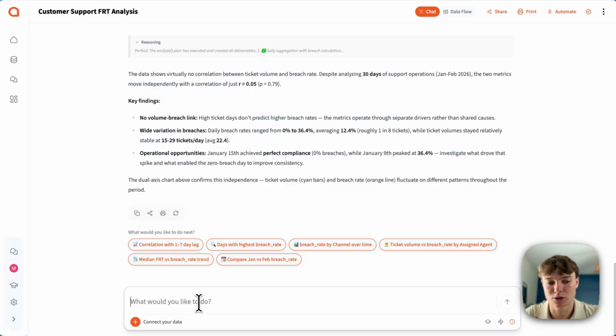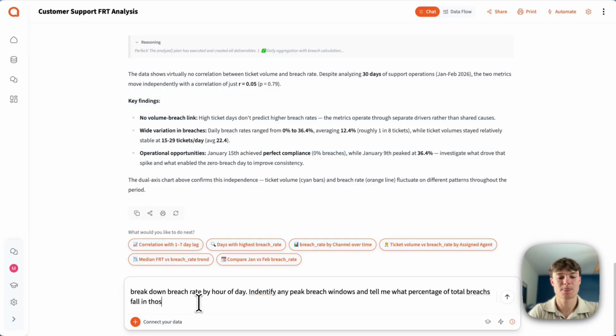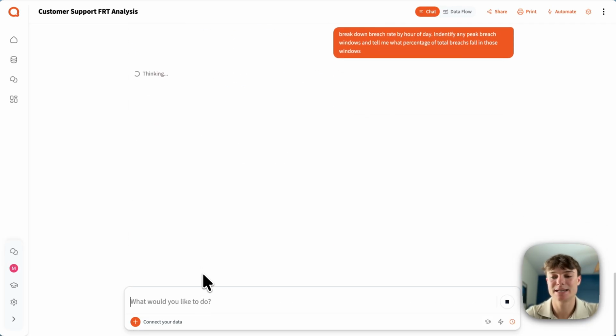So let's look more into the breaches since there's no real correlation there. Let's say, break down breach rate by hour of day. Identify any peak breach windows and tell me what percentage of total breaches fall in those windows. Just so we can get a better view of what's really going on with our breaches and if we can find something that's correlated with them or what we should do.